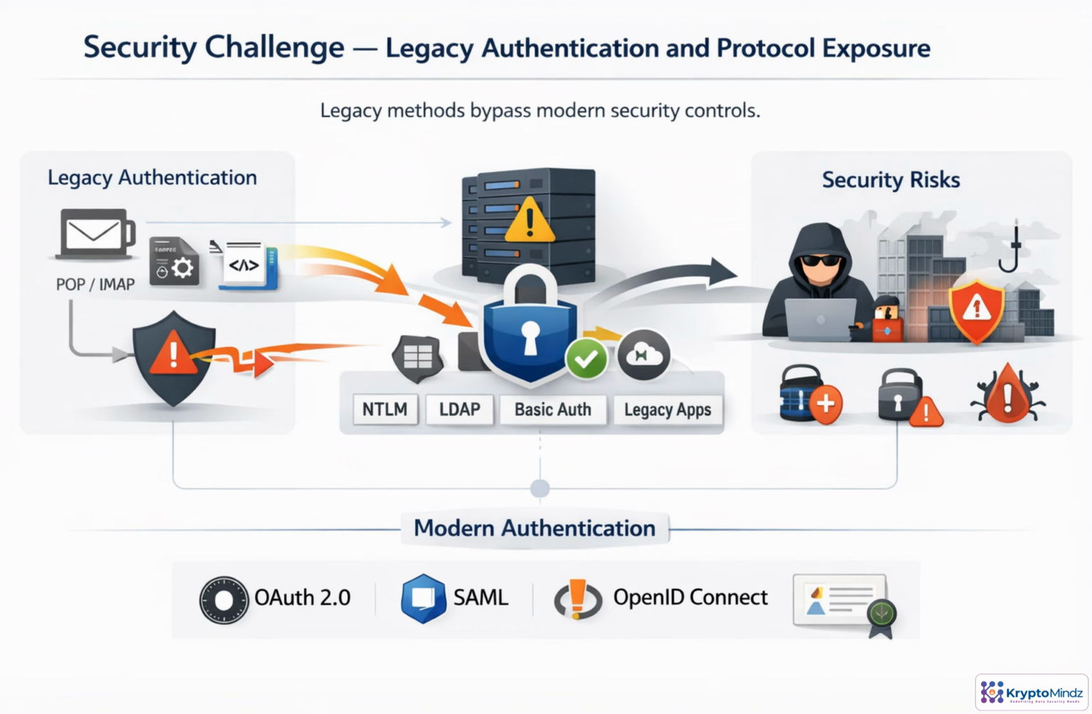The modernization path is to find these dependencies, reduce or block them, and move apps toward OAuth, OpenID Connect, SAML, certificates, or token-based authentication.